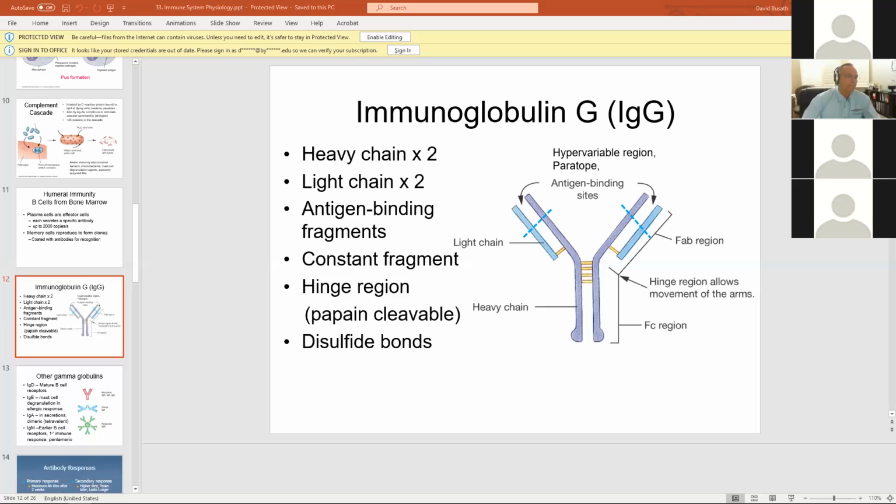Next question: how many antibody molecules make up an IgA? How many make up an IgM? Where do you find IgA and IgM? And where do you find the monomeric antibodies: IgD, IgE, and IgG?